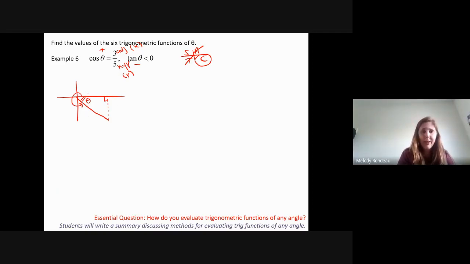So x over r, my x is 3, my r is 5. And I'm set to go, except I still need my y value or my opposite. In this case, this would be a Pythagorean triple because I'm missing the number 4. So 3, 4, 5. But there is something else missing.